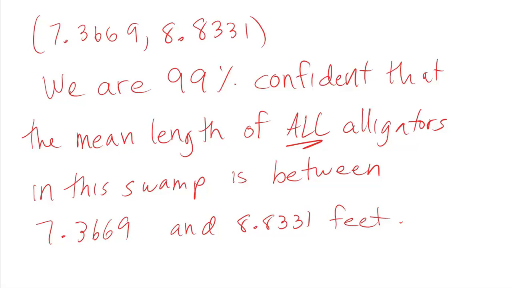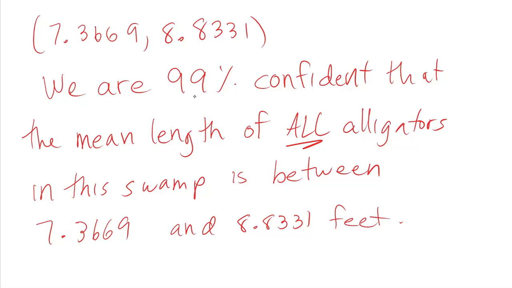So again, let's break down our interpretation. We bragged about how sure we are that we're right. We mentioned the parameter that we were estimating, which is a mean. We talked about the variable that we were estimating, the length. We talked about the population, all alligators in this swamp. You don't need the word all, but I like to emphasize that this is an estimate for all of them. We don't even know how many alligators are in this swamp. But we still have an estimate that we're 99% sure is right as long as all of our assumptions are satisfied. And then of course you have to tell me what the interval is. We think it's between these two bounds.